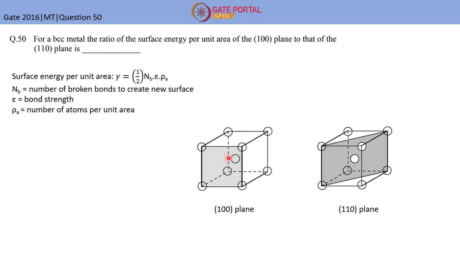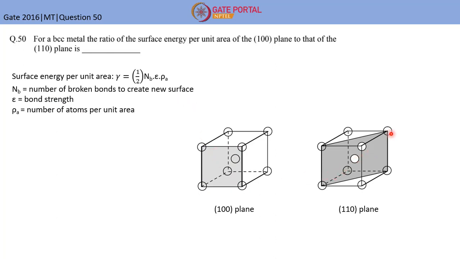Now if you consider this, this is the 100 plane which contains 1 by 4th of atom, like 1 2 3 4, and the total number of atoms if you calculate will be coming 1. So this is 1/4 1/4 1/4 1/4, and here similarly 1 is the center atom, and here there are 4 different atoms. Hence now you have to find out, if we cut through this plane, how many bonds will be broken. So number of bonds broken to create new surface will be 1 here.